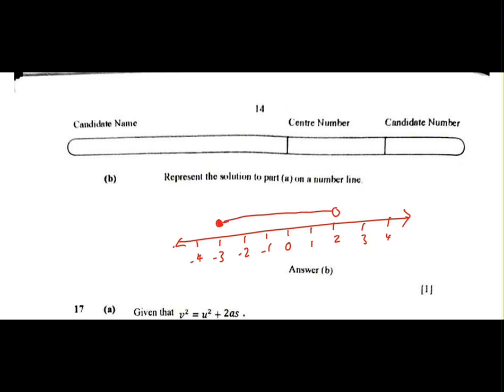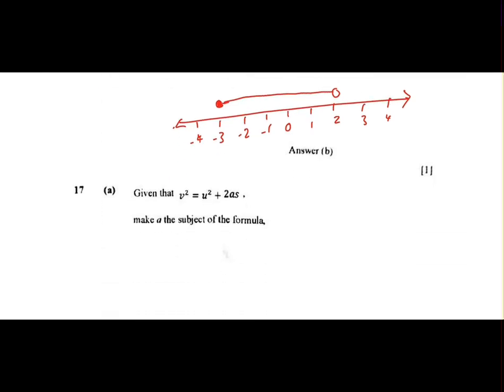Let's move on to question 17. The next question, given that v squared is equal to u squared plus 2as, make a the subject of the formula. So this is a formula for physical relationships for velocity, given initial velocity and acceleration and displacement. Right, v squared is equal to u squared plus 2as.